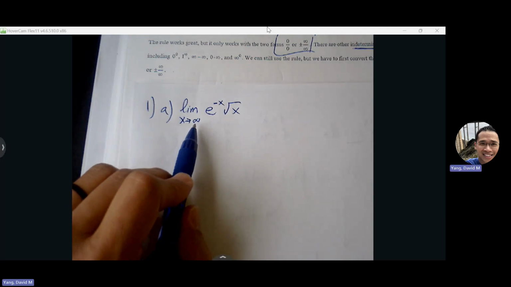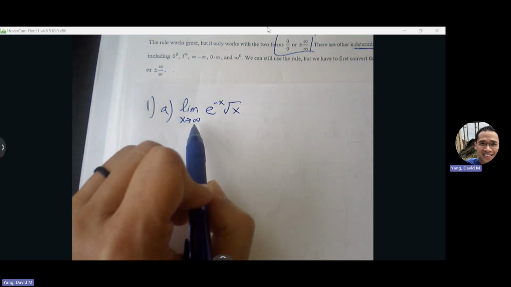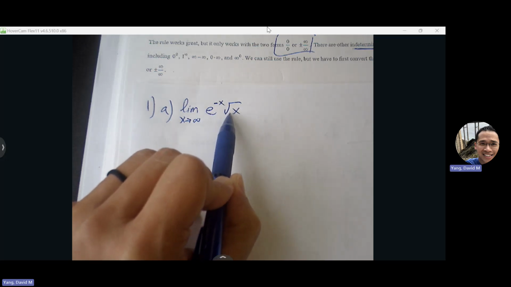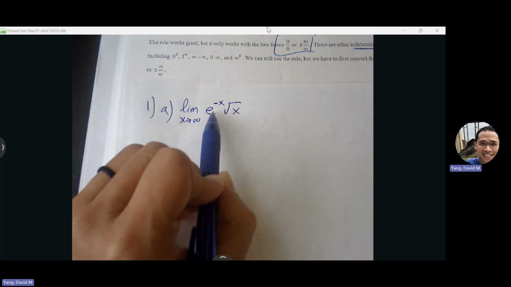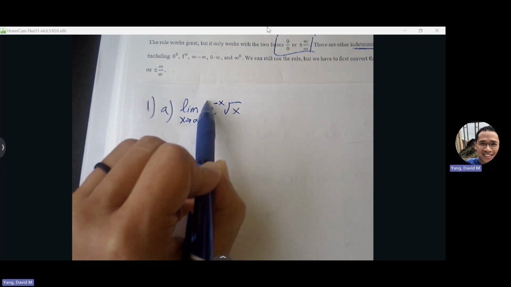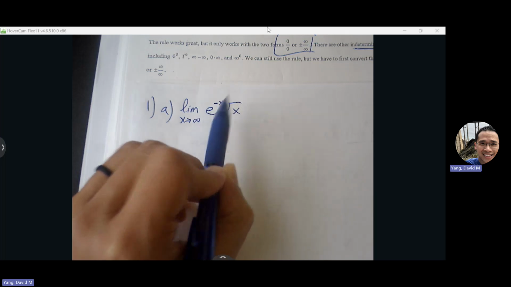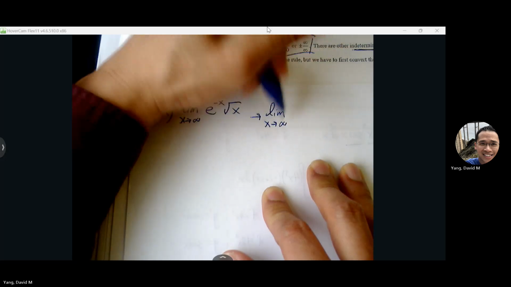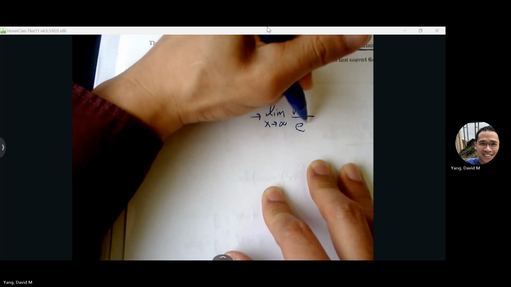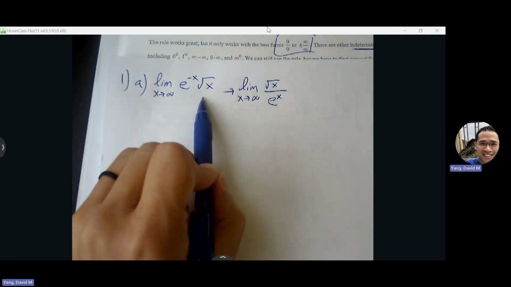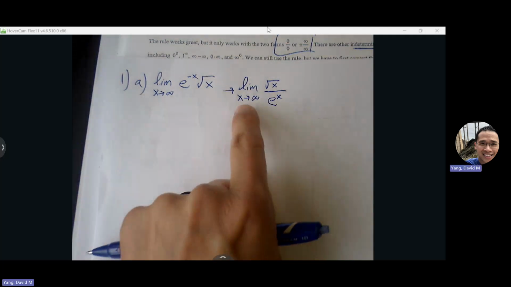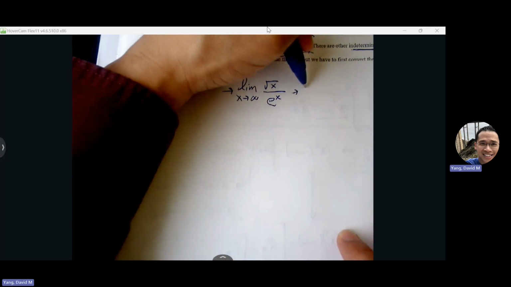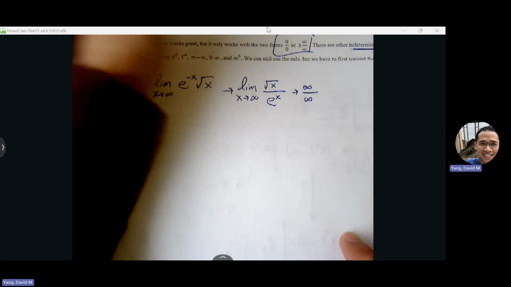Limit as x approaches infinity. The idea is, well, if we want to do L'Hopital's rule, we really would like to get a numerator and denominator to show up. So the root x is already in the numerator. The e to negative x, this is an easy one that we can rewrite in a denominator with a positive exponent. So these are the same. And if we plug in infinity, we are going to get infinity over infinity. And that is a form for L'Hopital's rule.